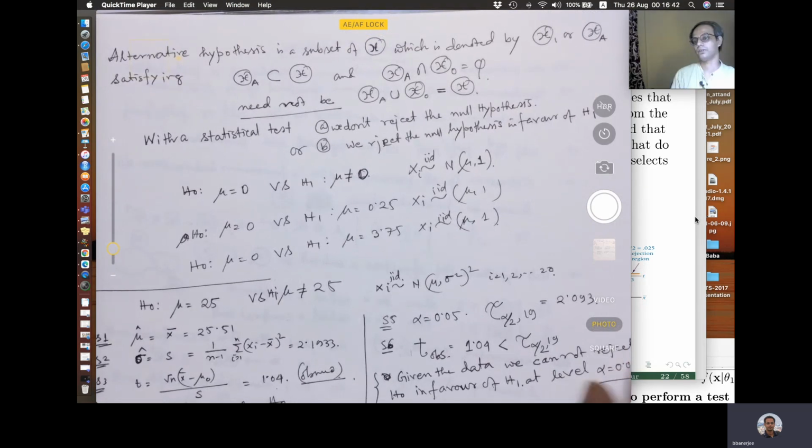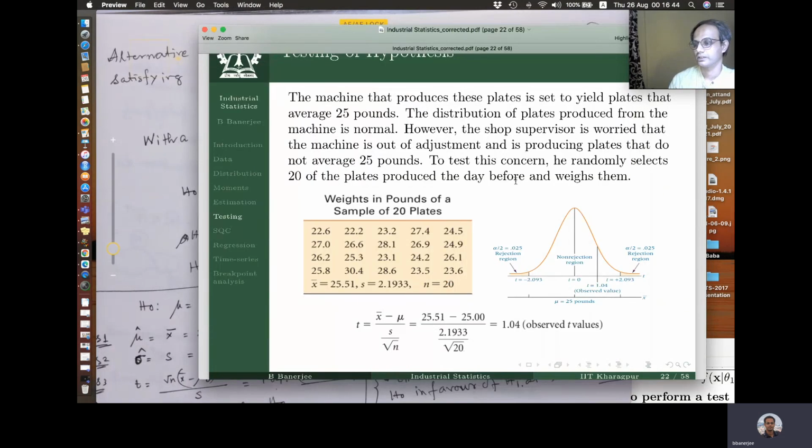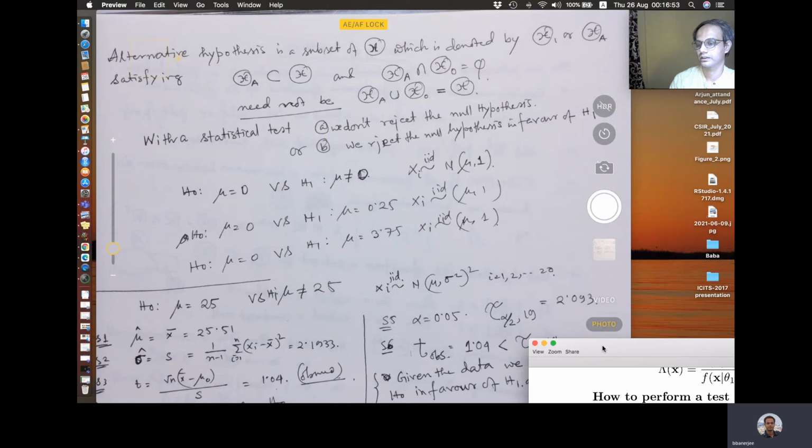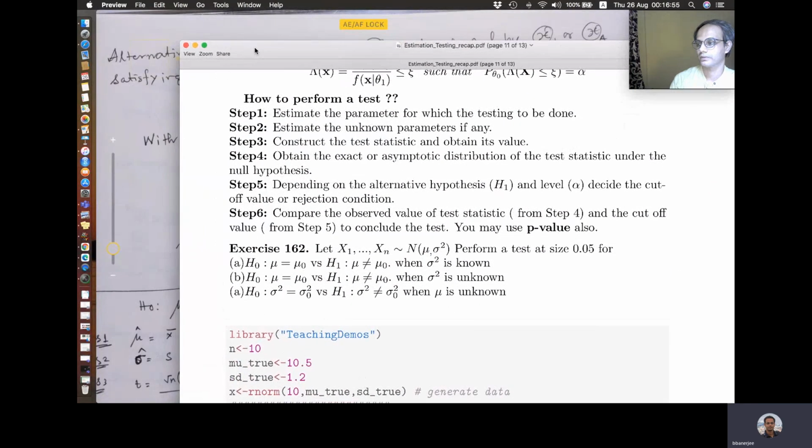So this is all about what we do in a particular testing problem. This is a very simple and nice example that we have seen. Now let me minimize this and let's talk a little bit more.